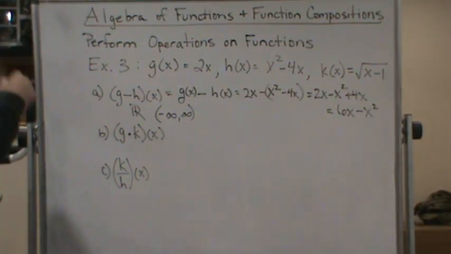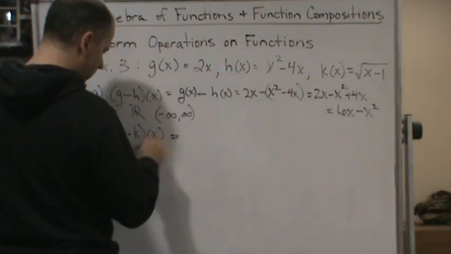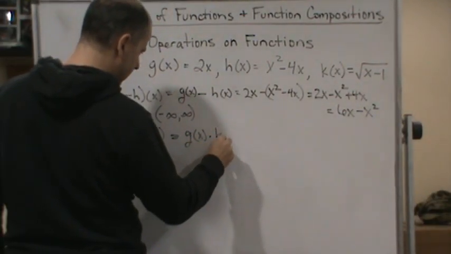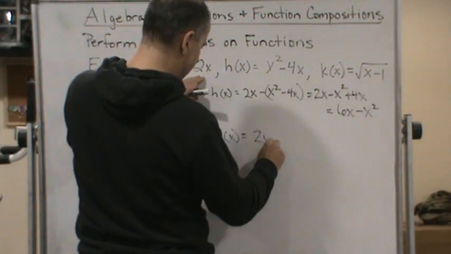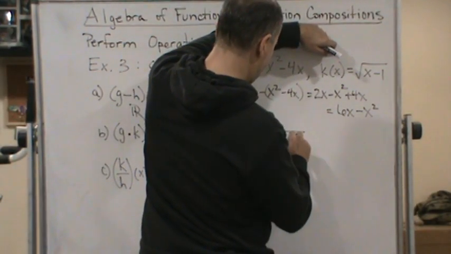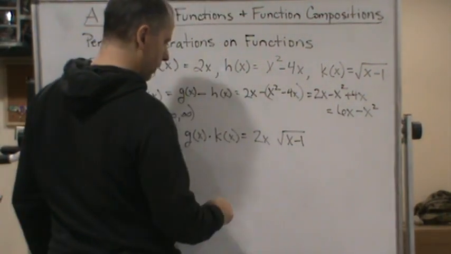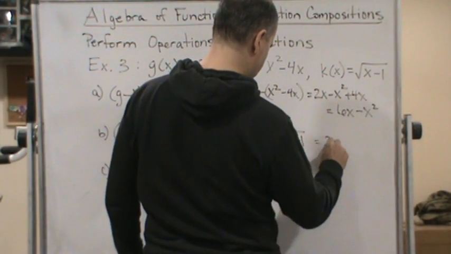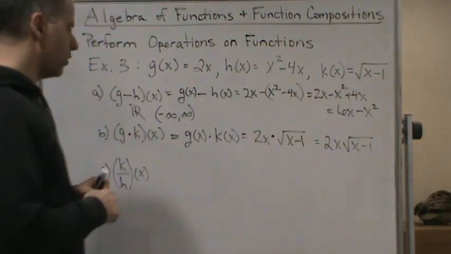All right. Now what about g times k of x? Let's figure out what the rule looks like. So we're going to do g of x times k of x, which is equal to g of x, which is 2x, times k of x, which is the square root of x minus 1. So it's just going to equal 2x root x minus 1.